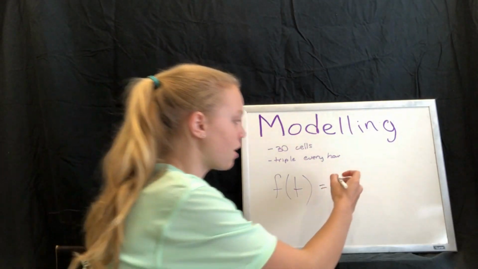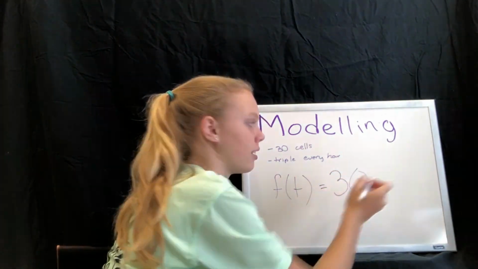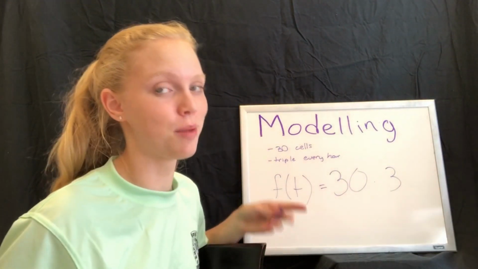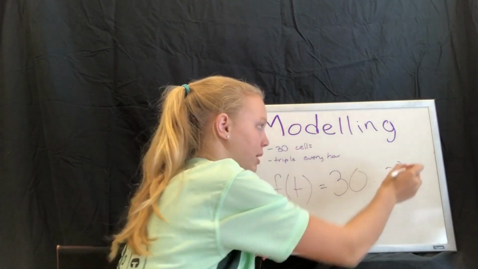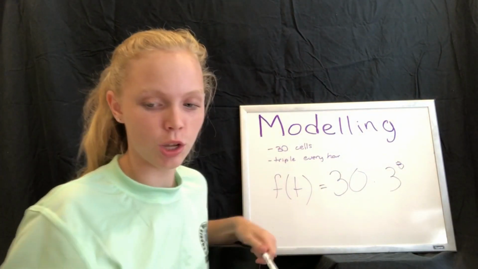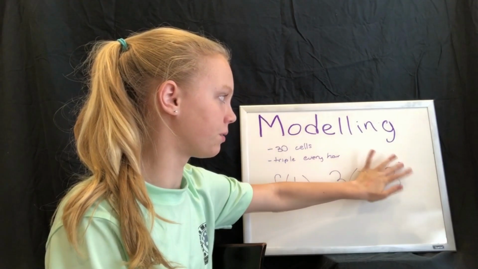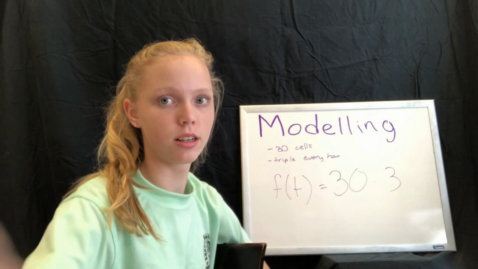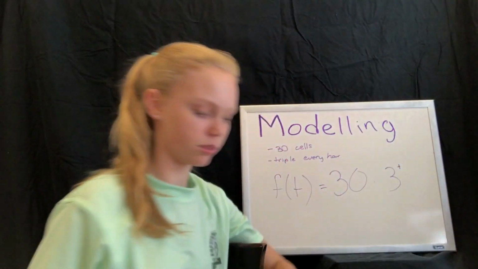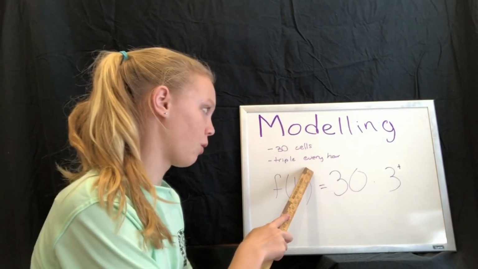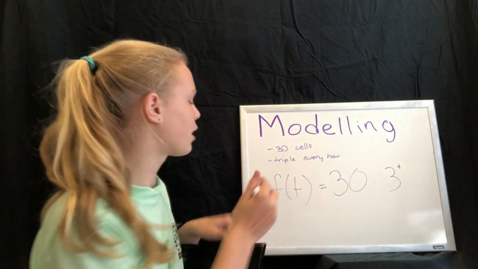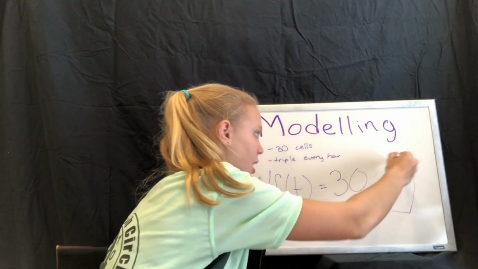How we're going to do this is we're going to start off with 30 cells. After 1 hour at t equals 1, we're going to multiply it by 3. At t equals 2, we're going to multiply it by 3 squared. By t equals 3, we're going to multiply it by 3 a third time and make this 3 to the third power. You may see a pattern emerging. We multiply it by 3 t times. So, at the third hour, we'll have 30 times 27 cells in our petri dish. This is our function. f of t equals 30 times 3 to the t.